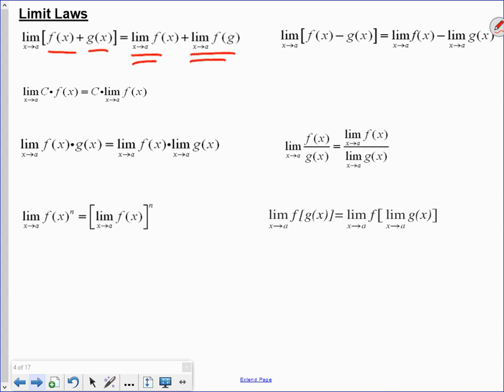Same thing with subtraction. We can take a limit as x tends to a of two functions that are multiplied together and break it up into two separate limits and multiply these two limits. Same thing with division, same thing with a power law, same thing with composition of functions. Why would we want to do this? Well, sometimes we're going to have situations where a combined limit is difficult to evaluate, but each of the individual simpler, smaller limits are a little bit easier to evaluate.